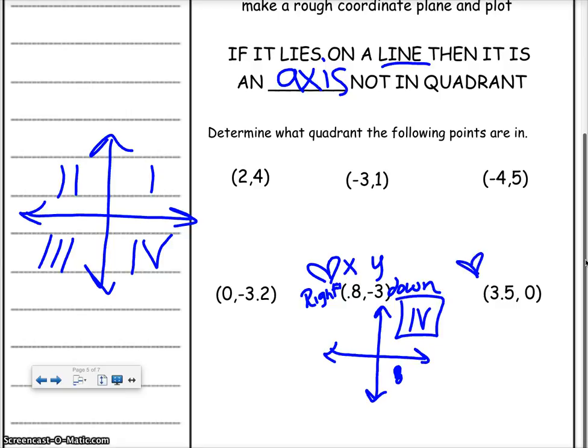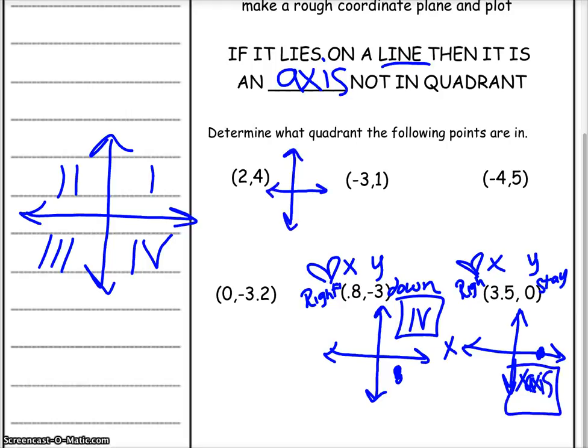That looks like it's quadrant 4. Okay, let's do this example, 3.5 and 0. My x is 3.5, my y is 0. Make a rough coordinate plane. My x means I would go to the right. My y means I stay. So I would be right here. This is not a quadrant. It is the horizontal axis. The horizontal axis is the x-axis. Okay, I want you to take the last little bit of time and determine the quadrants of the remaining 4 that you have left.